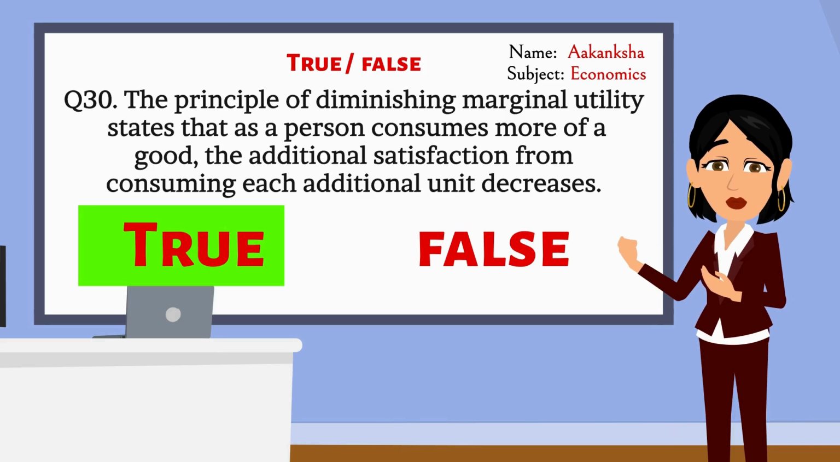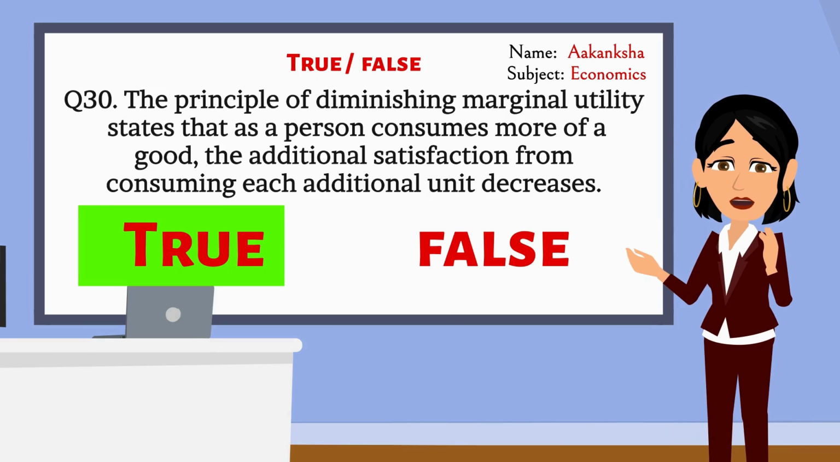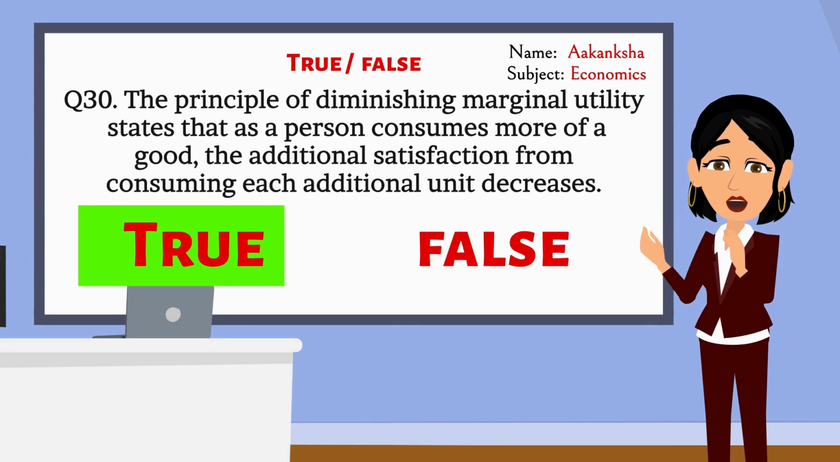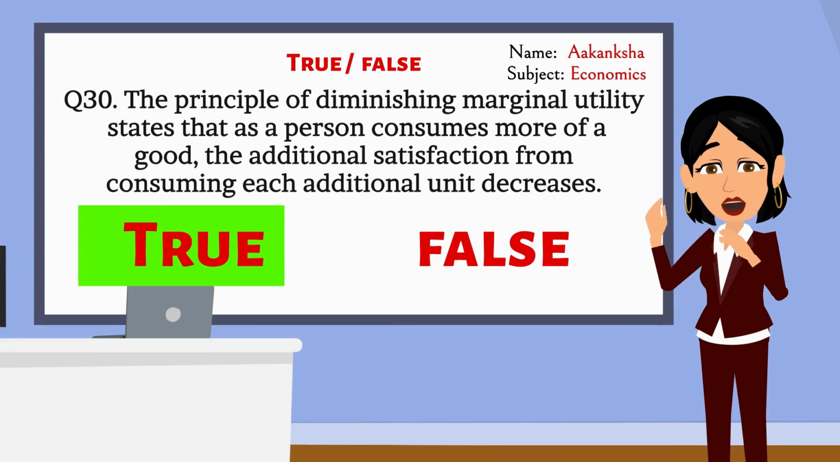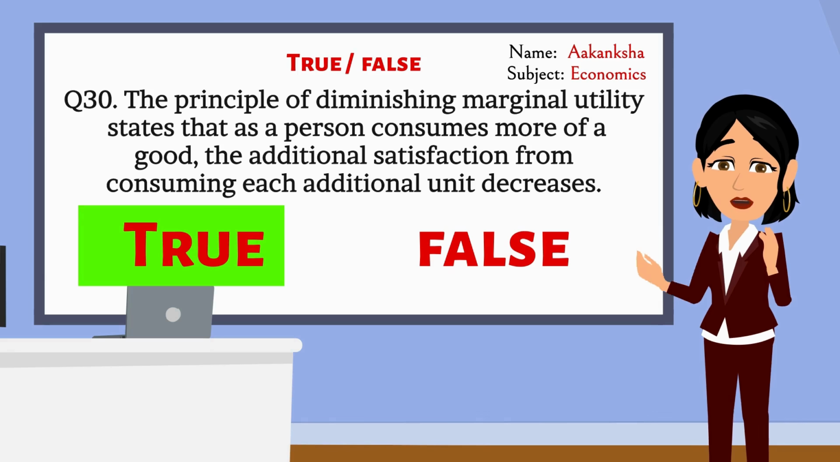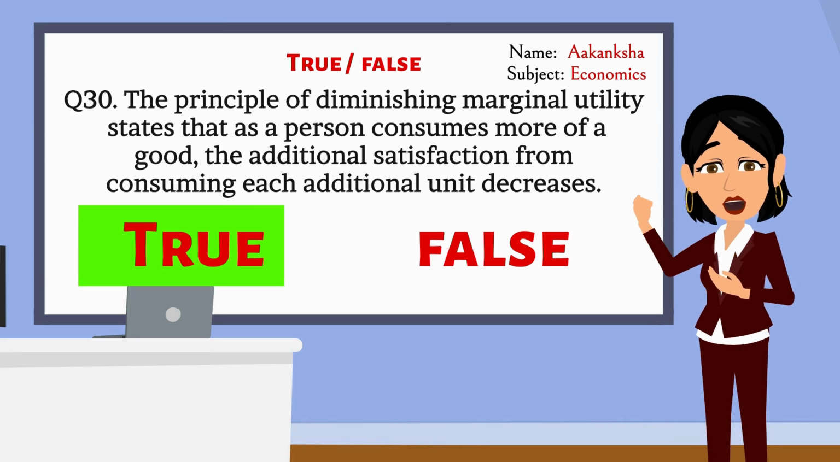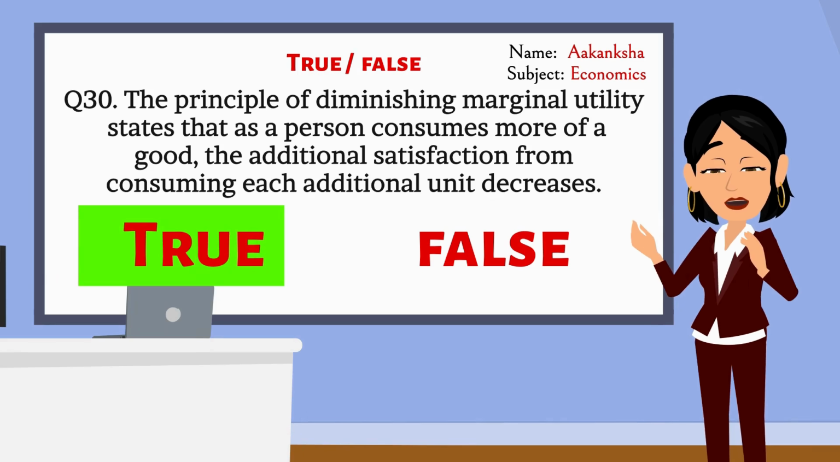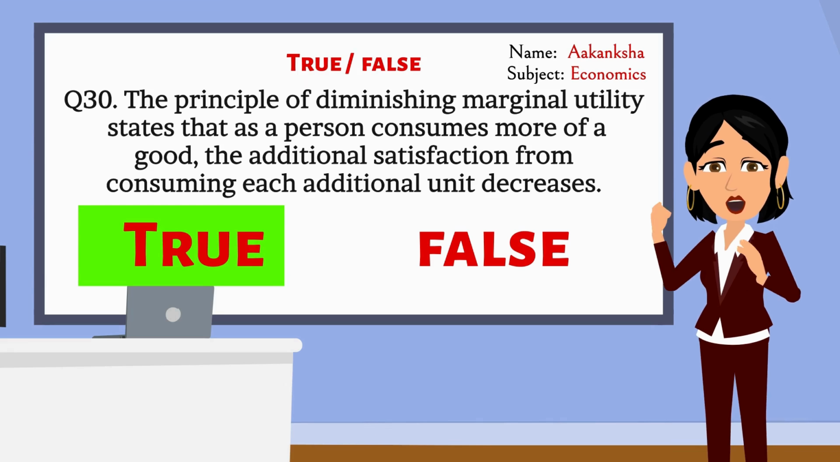Excellent explanation. To add further understanding, consider this. When we fulfill our basic needs first, the additional satisfaction decreases because those extra units are not as necessary or urgent. This concept explains why demand for a good eventually levels off.